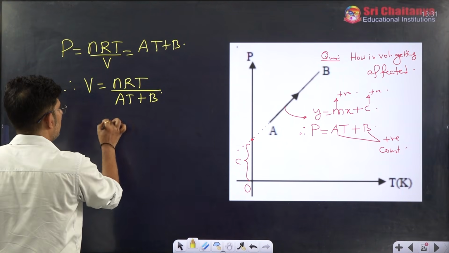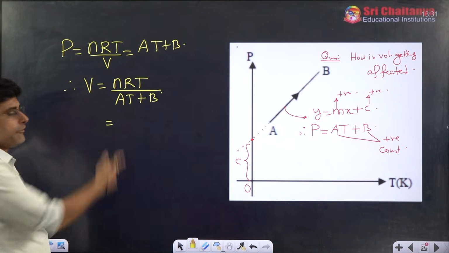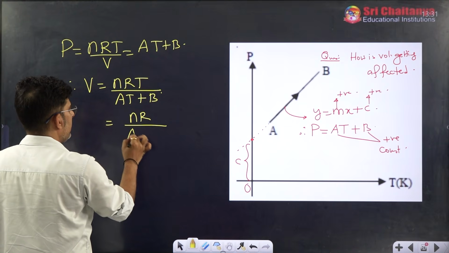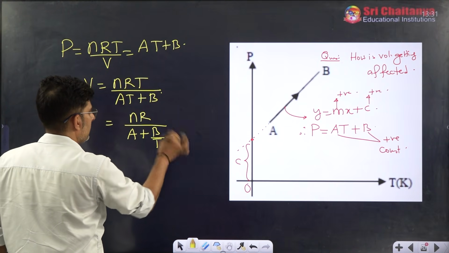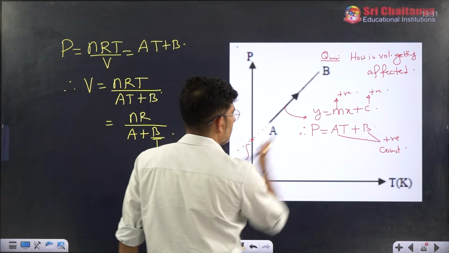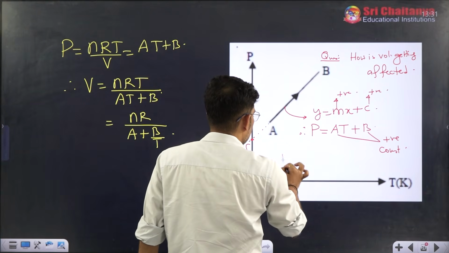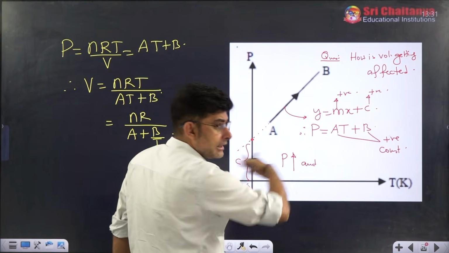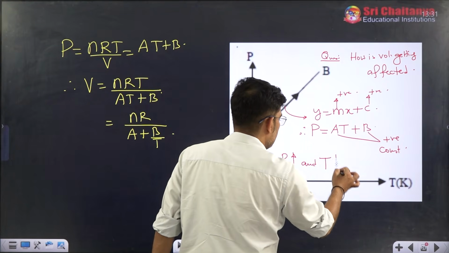How can we do that? We just divide by T. If you divide by T, you will get NR in the numerator, and in the denominator you will get A plus B by T. That's it. Now see what is happening here to T. As this graph you are seeing is going up, P is increasing. And what is happening to temperature? The graph is going to the right side, so temperature is also increasing.